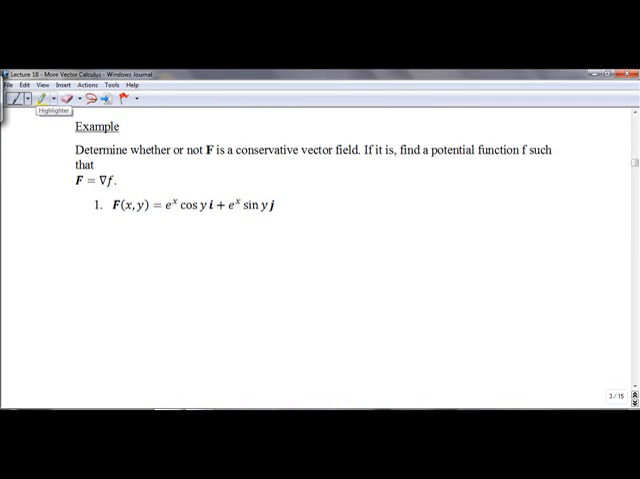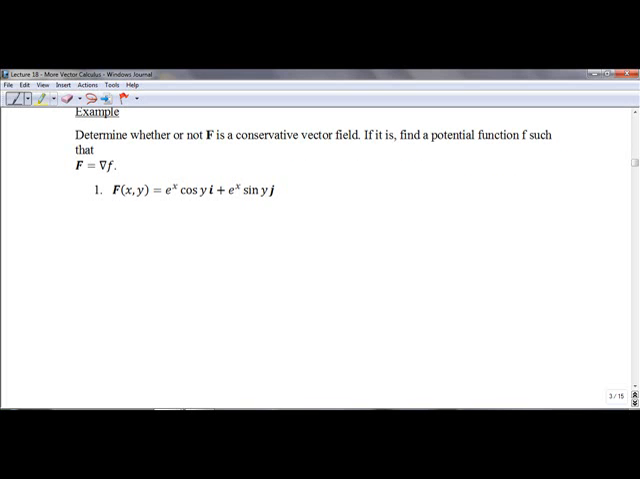Example. Determine whether or not F is a conservative vector field. If it is, then we want to find a potential function f such that the vector field is equal to del f. Now, this is going to lead us obviously somewhere along the line to finding the line integral, but I want to take baby steps. Let's first prove that the vector field is conservative. Okay? Then we're going to find the potential function.